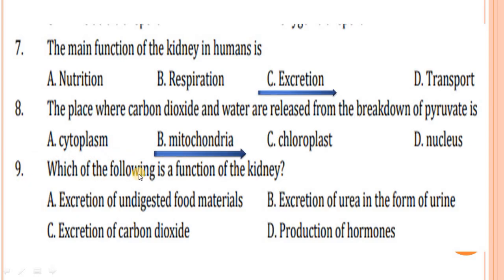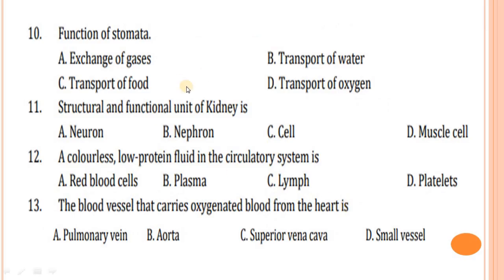Ninth question, which of the following is a function of kidney? The function of kidney is excretion of urea in the form of urine, that is nothing but purification of blood. Tenth question, function of stomata. Stomata carry out the exchange of gases as well as transpiration of water. So here option A, exchange of gases, will be the correct one.